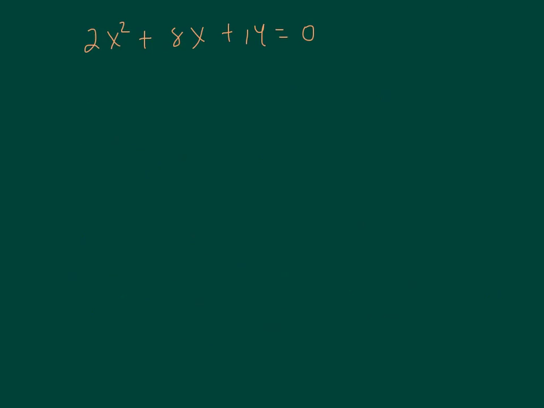Now, what happens here is the coefficient of the quadratic term is not a 1, it's a 2. So what could I do? It just so happens that everybody here is divisible by 2. So I'm going to divide the whole left side by 2 and the whole right side by 2, leaving me with x squared plus 4x plus 7 equals 0. Now, the world is good.